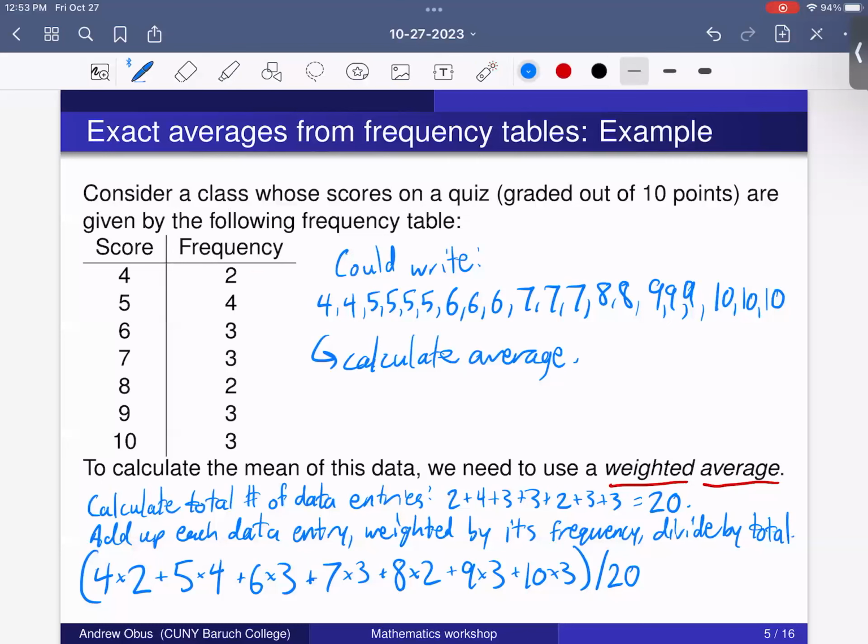So in this case, just because there's not much space left in the slide, let me just say what this is. It's 8 plus 20 is 28, plus 18 is 46, plus 21 is 67, plus 16 is 83, plus 27 is 110, and then plus 30 is 140. So 140 divided by 20 turns out to be 7. Okay, so if you write this all out, the answer for the average of this data set turns out to be exactly 7.